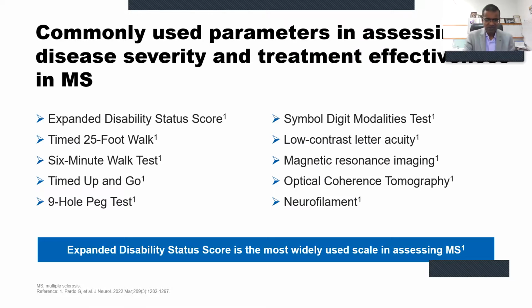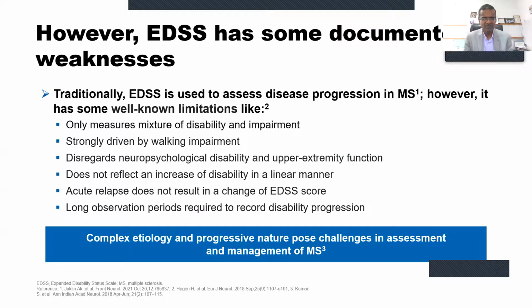But there are a lot of limitations of EDSS. It only measures disability and the impairment because of that, and is strongly driven by walking impairment. So it looks at the lower limb functions, but upper limb functions are not routinely monitored with this. It does not reflect an increase in disability in a linear manner, and acute relapses also will not result in a change of EDSS score. So that is why, as you can see, there are a lot of limitations.